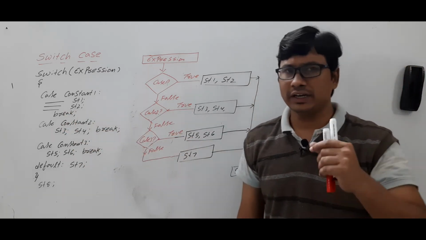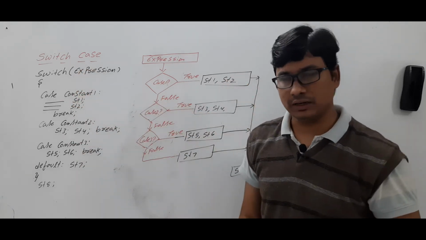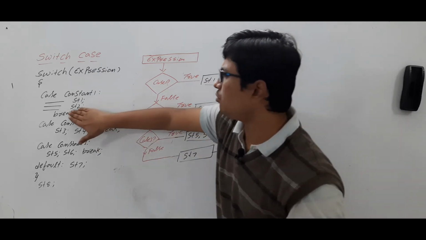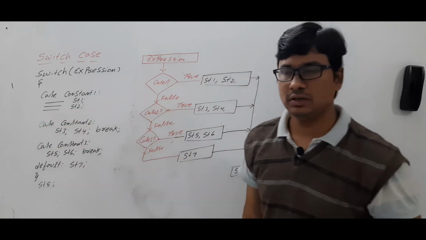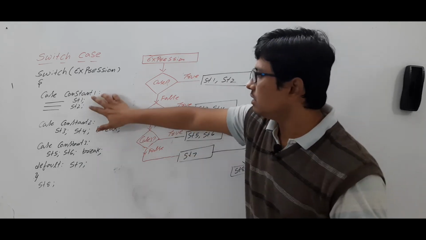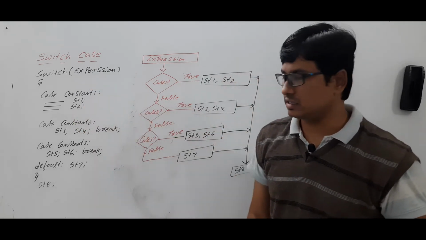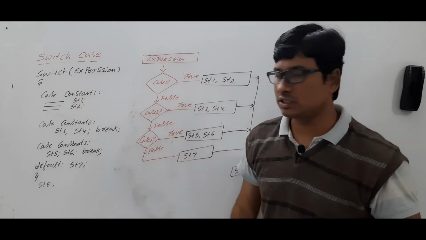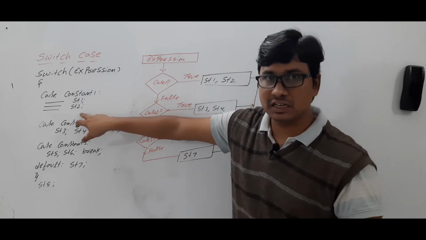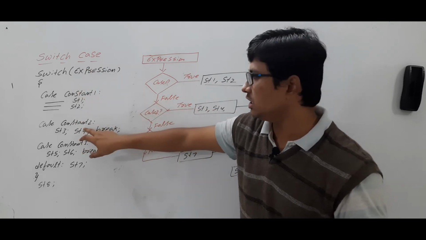Now I have one interesting point for you. Suppose your expression is matching with constant 1. Then you know that statement 1 and statement 2 should be executed. Somehow you have forgotten to write the break statement in case constant 1, whether intentionally or unintentionally. Now let's see what will happen in this case. The expression is matching with constant 1, so statement 1 and statement 2 will be executed. Now it has to search for the break statement. As there is no break statement, whether it is matching with constant 2 or not, it will execute these statements also.